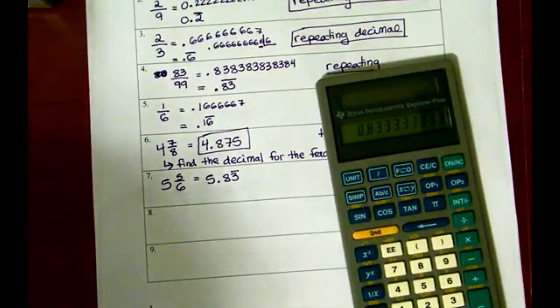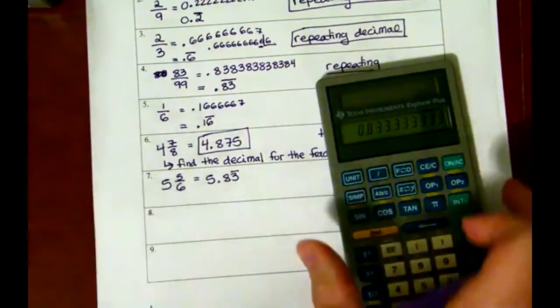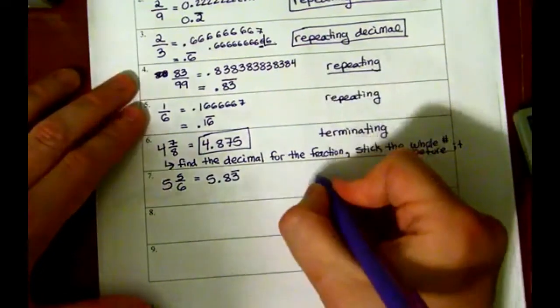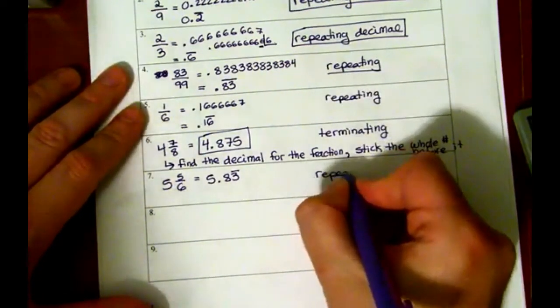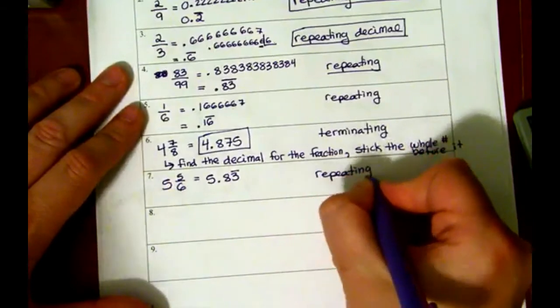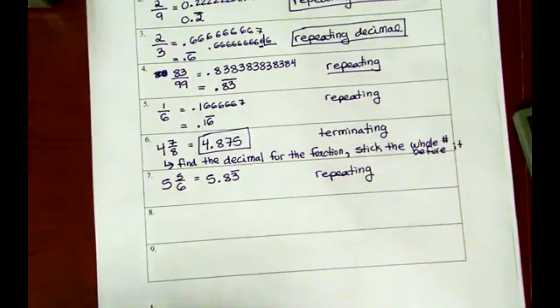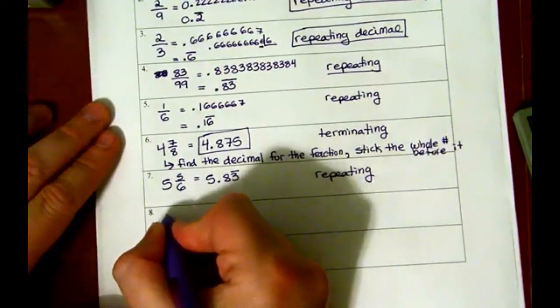Okay, I think this should be an obvious question now, but what is it? Repeating or terminating? That 3 repeats. This decimal is a repeating decimal. Okay, 2 more.